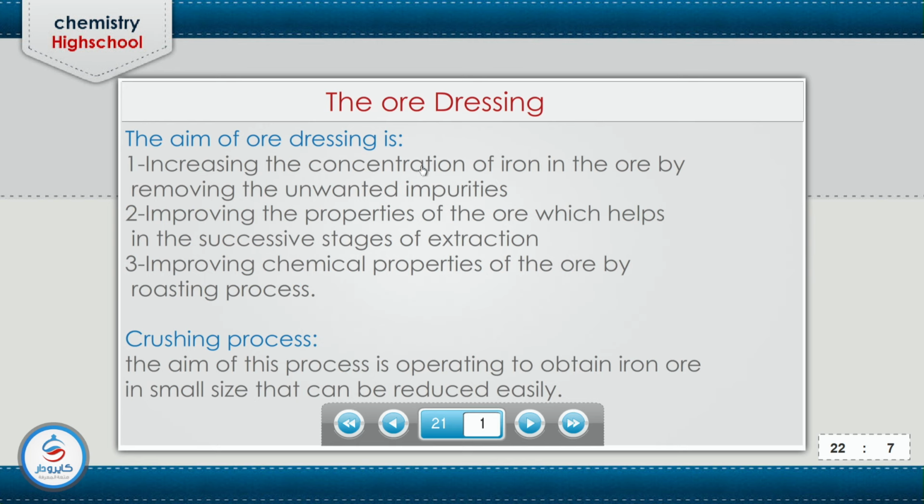Now we study the ore dressing. The aim of the ore dressing, number one, increasing the concentration of iron in the ore by removing the unwanted impurities. Number two, improving the properties of the ore, which helps the successive stages of extraction. Number three, improving chemical properties of the ore by roasting process.